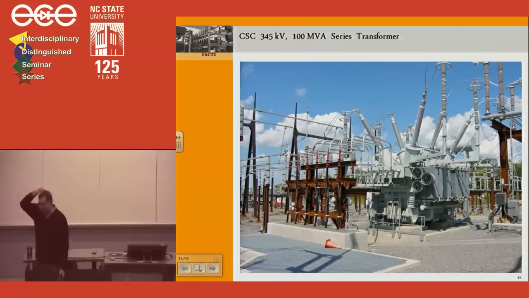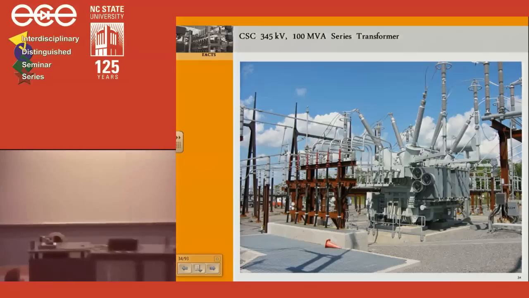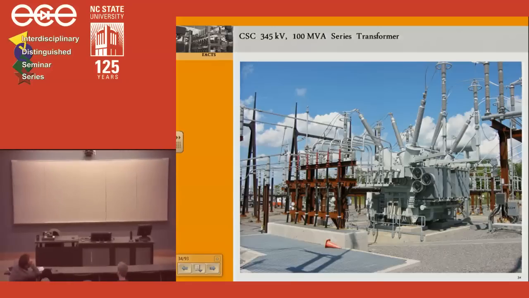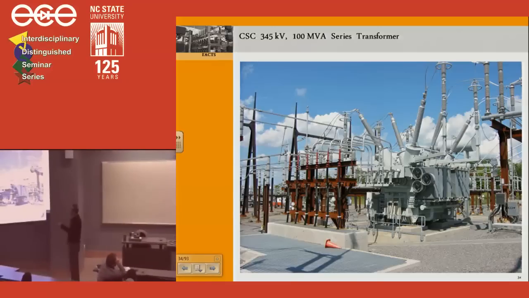They could be as long as, I used to know these things, 17 feet, something like this, for 345 kV bushings. So you're talking about this guy here. Yeah, so this is a 345 kV bushing. This is probably like 15 feet.